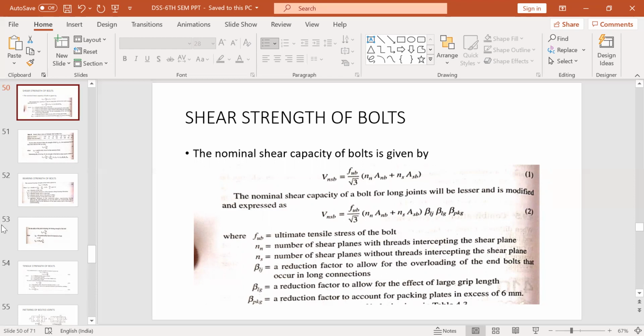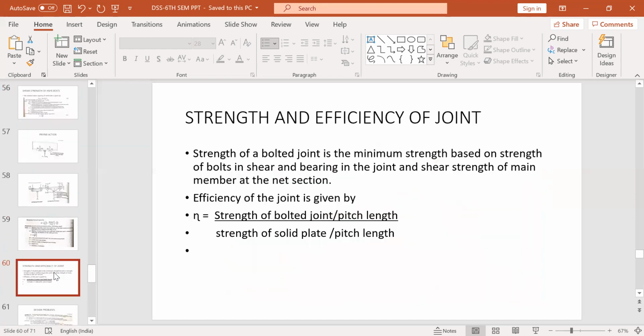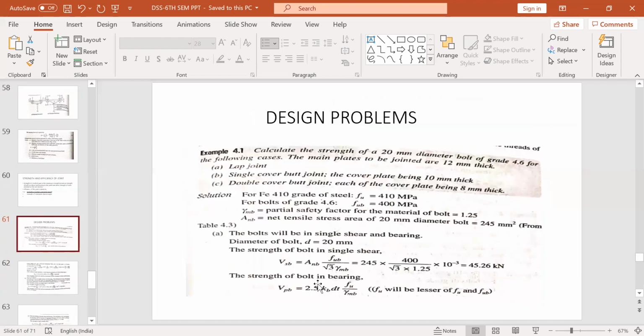This is how it is taken. So FUB by root 3 gamma MB. The formula that was given was the nominal shear capacity. This is the factored shear strength that you need to calculate. So when you are taking the factored shear strength, you have to divide by gamma MB. So in this formula, Anb FUB by root 3 gamma MB, what is Anb? 245. FUB, for the bolt, is 400. So 245 into 400 by root 3 into 1.25. Converting into kilonewton, this is 45.26. This is the strength of the bolt in single shear.